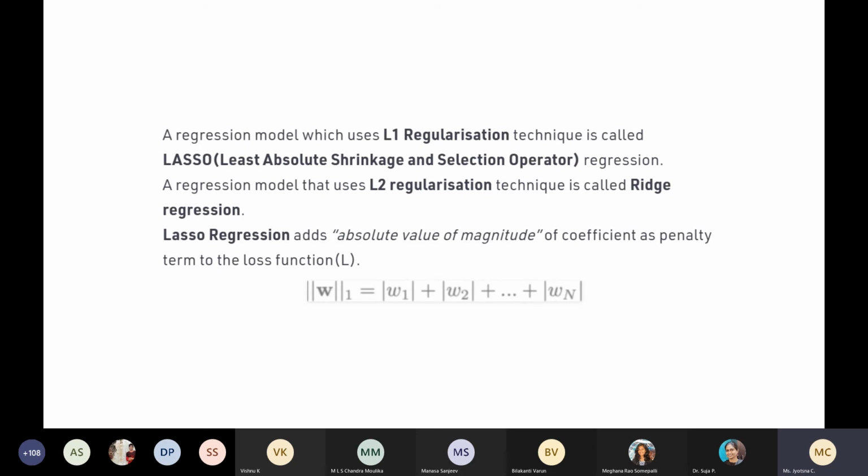The lambda is also called a hyperparameter, and we can do hyperparameter tuning. That means we can vary the lambda value and check how it performs for your algorithm, for your application and for your data.